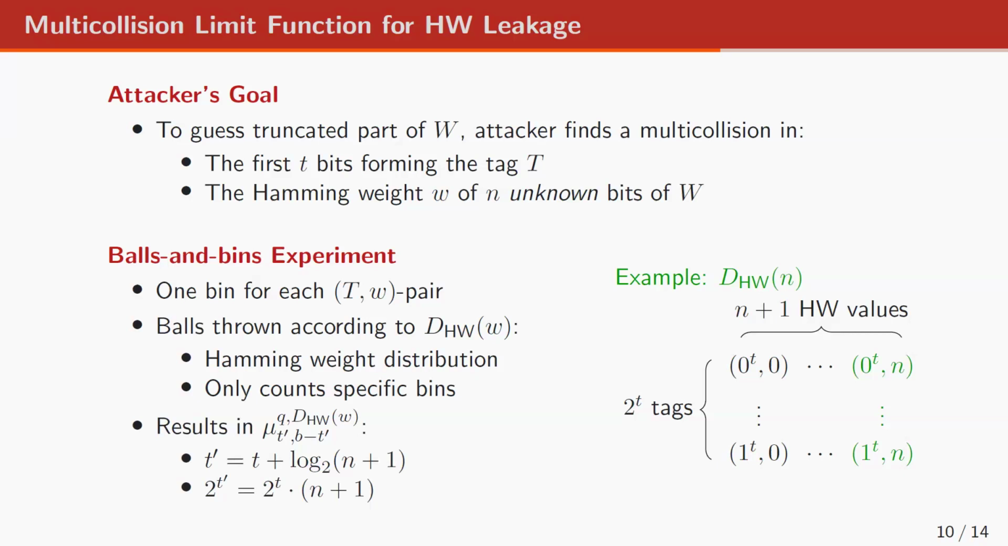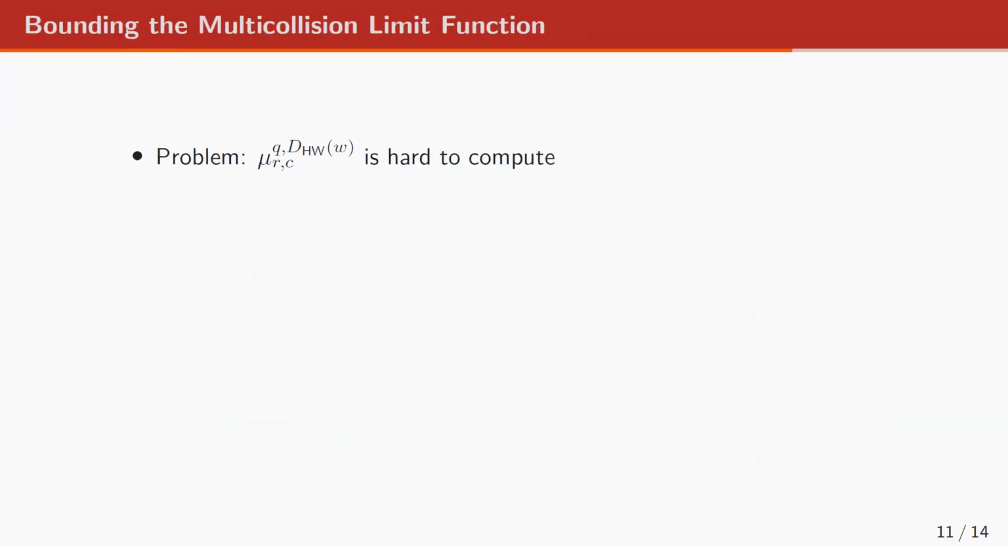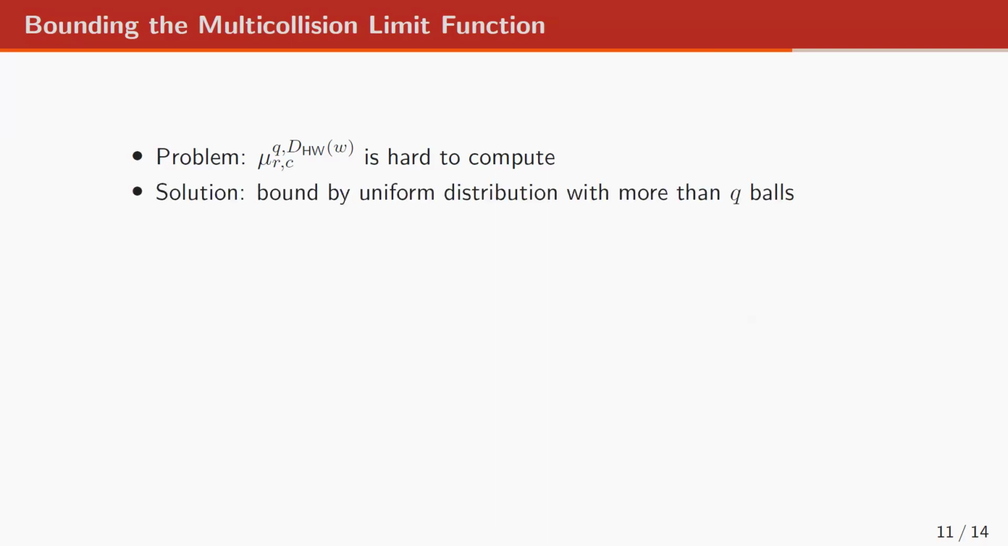So with this balls and bins problem, we get the following multi-collision limit function. So as you can see, the Q balls are thrown according to the Hamming weight distribution. And then there are 2 to the power t prime bins for a value t prime, such that we get exactly the amount of bins we need in the balls and bins experiment. So now we have a multi-collision limit function incorporating Hamming weight leakage. But the problem is that it's hard to compute because the balls are thrown non-uniformly into the bins. We can solve this by bounding the multi-collision limit function by another multi-collision limit function, where the balls are thrown uniformly with replacement, but there are more balls.